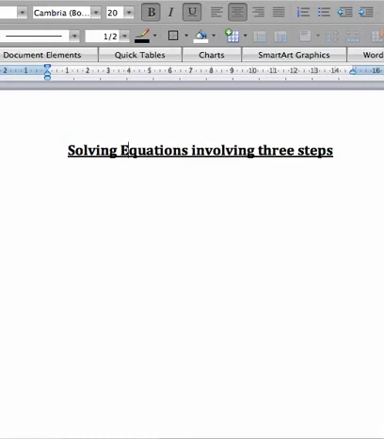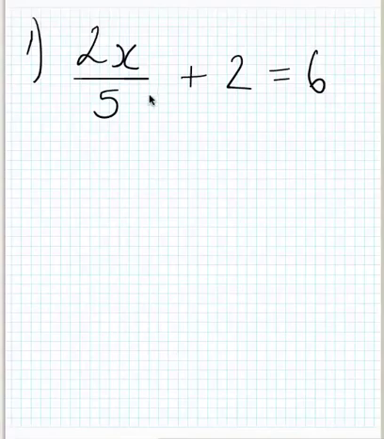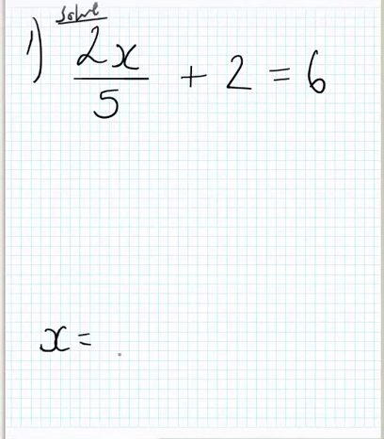Guys, so this session is on solving equations that involve 3 steps. For our first equation, we have to solve this, and we know when a question asks us to solve an equation, it means x has to be by itself, okay? X wants to be alone, and that's when it's happy.